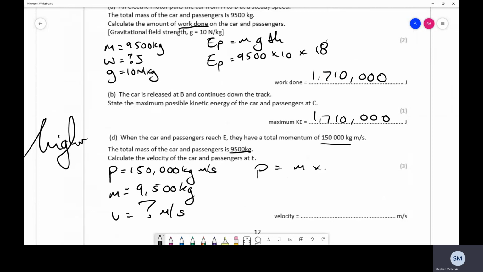Momentum is equal to mass times velocity. I'm going to rearrange this equation, dividing across by m, to find v is equal to p divided by m. I'm going to pop my numbers in. 150,000 divided by 9,500 will equal you 15. Oh, Jesus, 15. I'm going to put my numbers in here actually, just because I jumped the gun there a little bit. 150,000 divided by 9,500 is equal to the velocity, 15.79 meters per second. You foolish, foolish people.